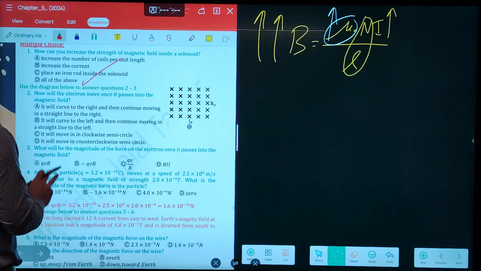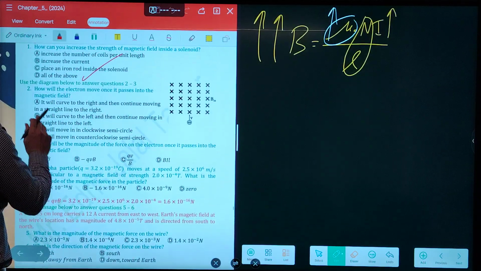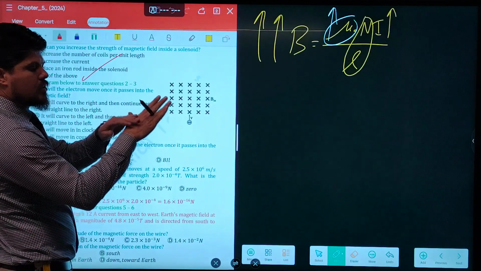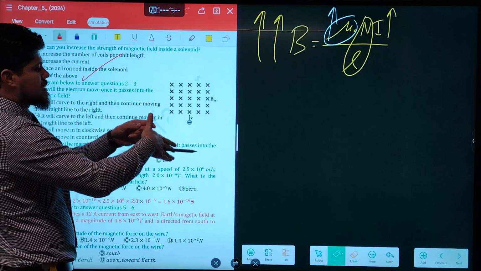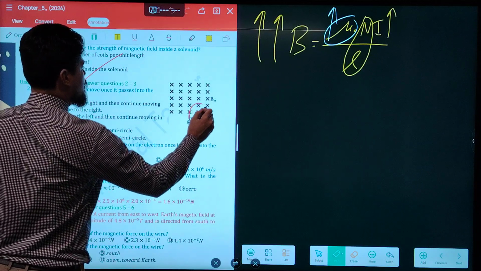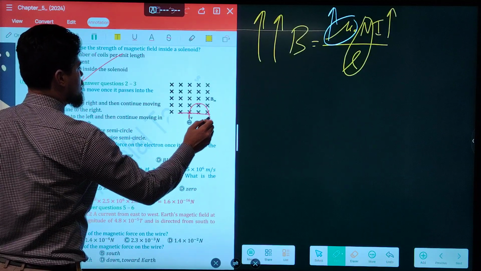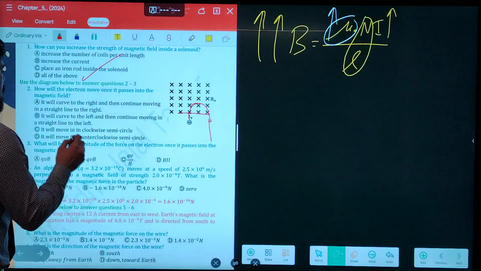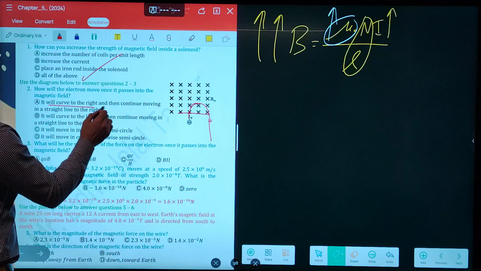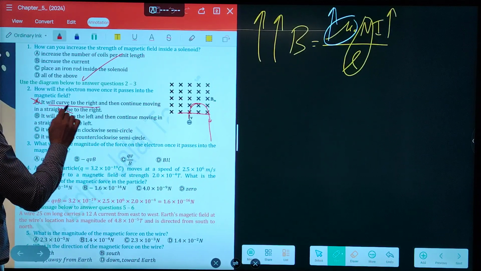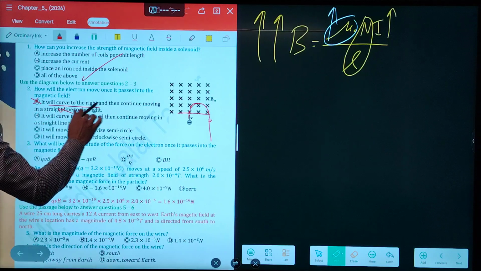Question 2, how will the electron move once it passes into the magnetic field? This is an electron, okay? So we have to consider the side of our hand. This is the direction of V and this is B. Where is the force? The electron moves in a semicircle, okay? Why? Because there is no magnetic field here. The electron is deflected to the right in a half circle. It will curve to the right, yes. Continue moving straight? No, so A is not correct.